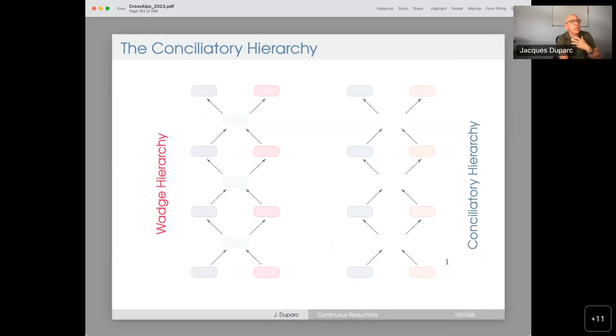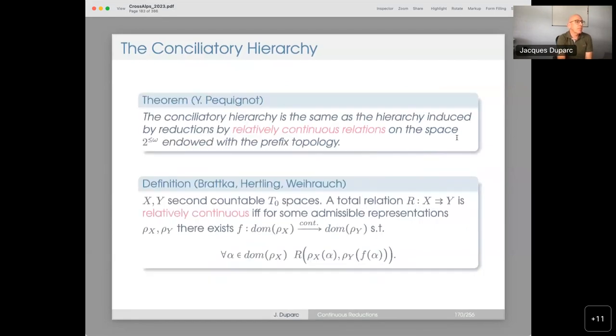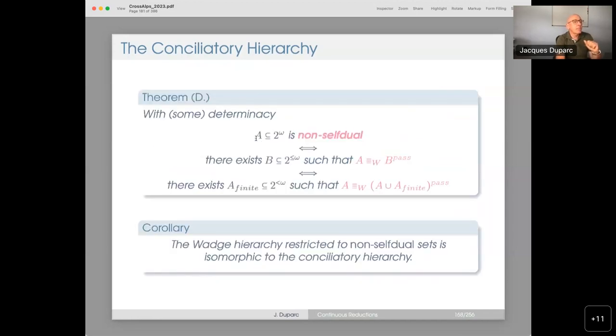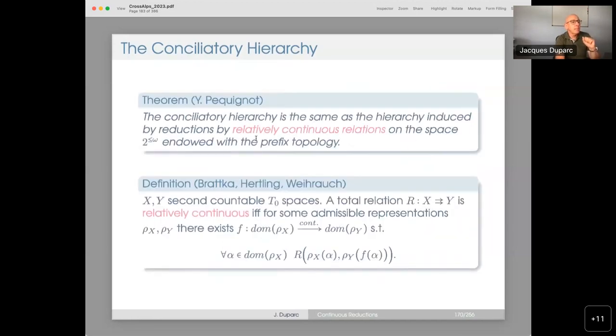In my view, if you want to study the Wadge hierarchy and you're interested in the non-self-dual sets, it's probably better to work with the conciliatory hierarchy. You have more tools. I mean, it's easier. The game being symmetric, everything is finer in my view. You may say, yes, there is no topology on this space, but could we get a topology?